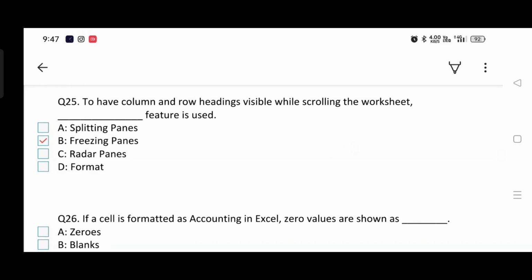Question 25. To have column and row headings visible while scrolling the worksheet, dash feature is used. Answer is B. Freezing panes.